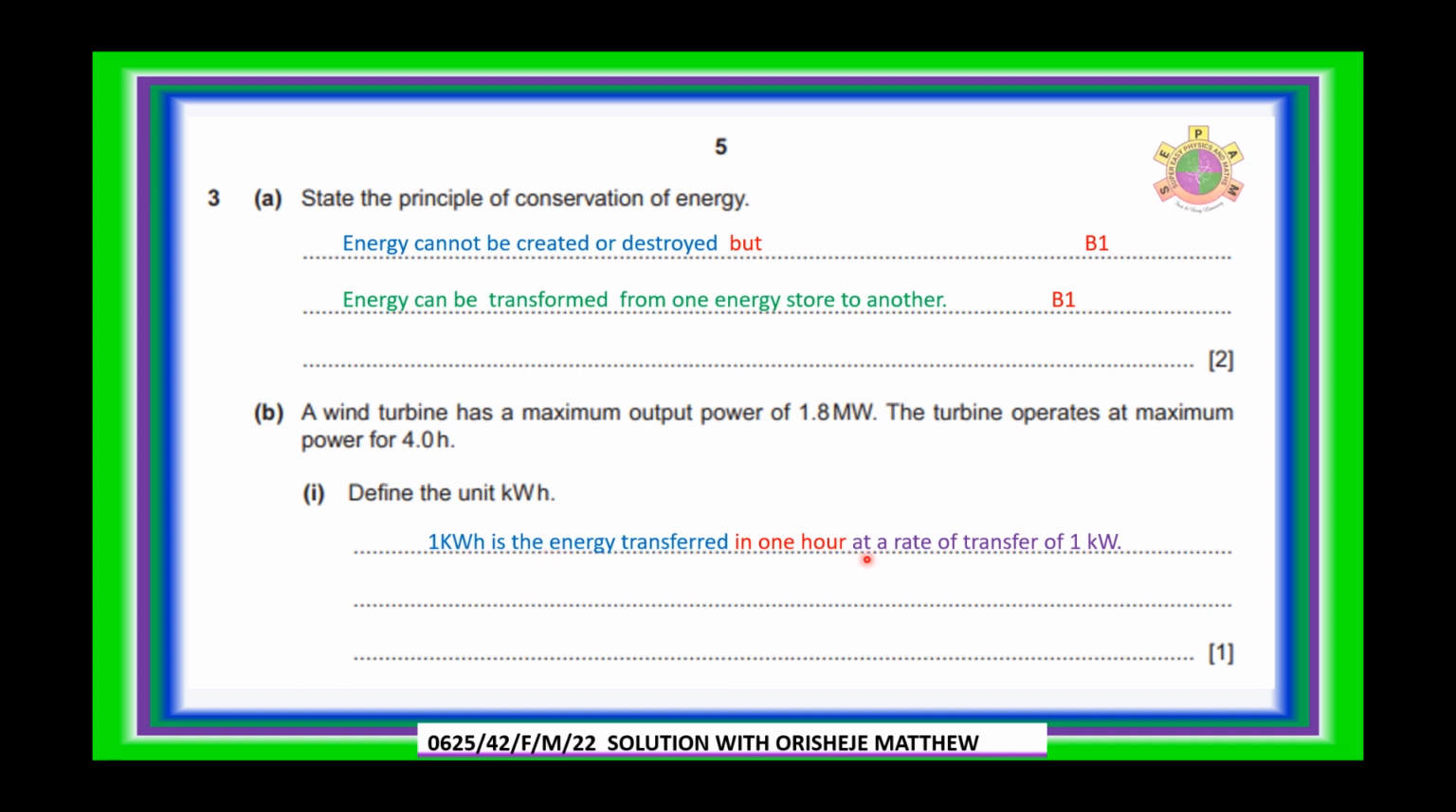Now, what it means is that for every 1 hour, the energy will be transferred at the rate of 1,000 watts. That is the energy that will be used up every 1 hour.